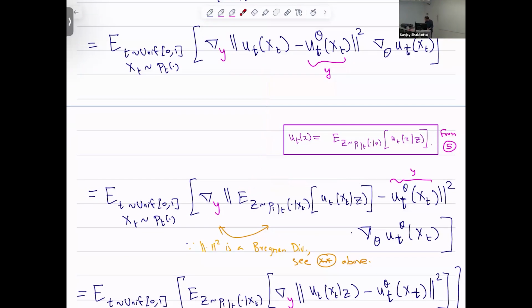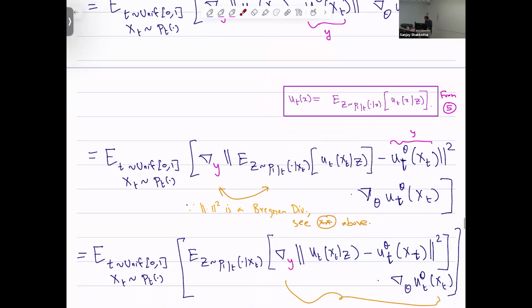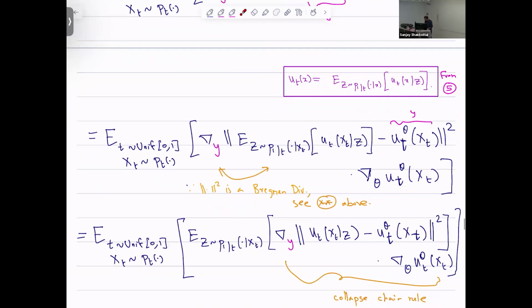So we still have the gradient with respect to y of some expected value of u_t of x_t given z, where z is the sample. The rest is left the same. Now there's a Bregman divergence. So it's a gradient of some expectation of some function. There's a y here. This is the same thing as the expected value of the gradient of this function. Okay.